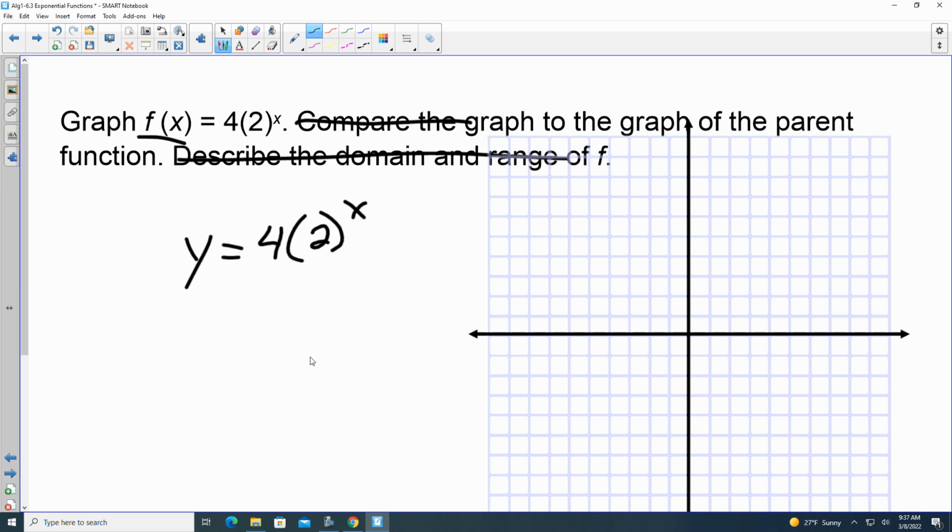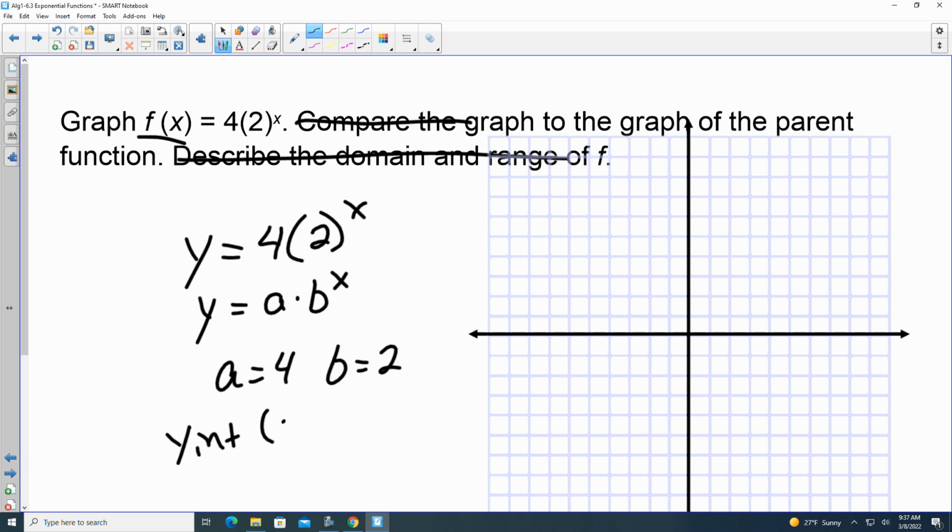Until you become comfortable with graphing these, write out the general formula: y equals a times b raised to the x power. Figure out what a is. A is 4, and b is 2. Since a is 4, the first thing you're going to do is find that y-intercept. It's going to be 0, comma, whatever a is. And since a is 4, I go 1, 2, 3, 4 and plot that point.